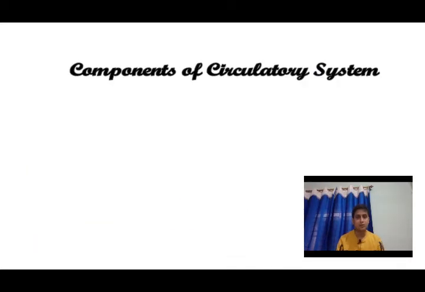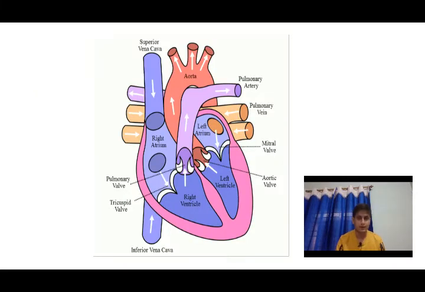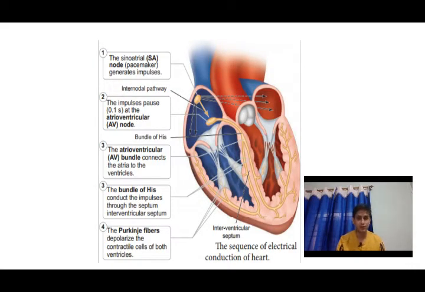Now we will be studying the components of the human circulatory system. The human circulatory system has four major components. The first and the most important one is the heart, then come the blood vessels and the lymphatic system. Let's learn about the heart first. The heart is located in the thoracic region, in the chest cavity, right between the two lungs. It is enveloped by the pericardium. It has four chambers. The upper chambers are called auricles and the lower chambers are called ventricles.